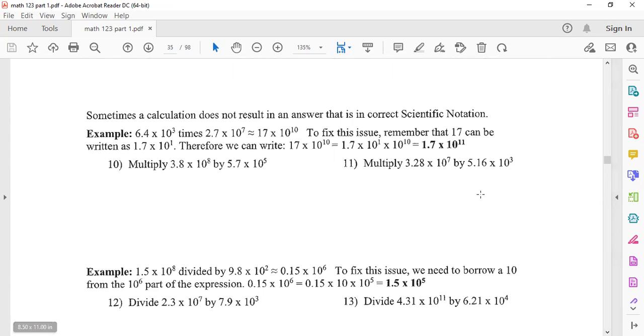So, for instance, here, they're telling us what happens if it's not in correct scientific notation. So if I get 17 times 10 to the 10th, well, 17 is not a number between 1 and 10. 17 is the same as 1.7 times 10. So that extra power of 10 gets added on to the 10 to the 10th to make 10 to the 11th.